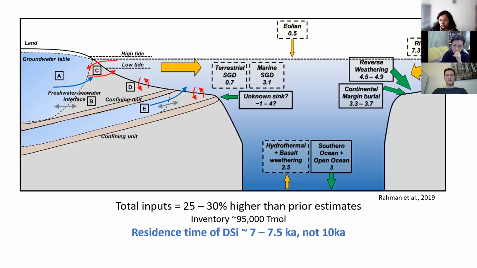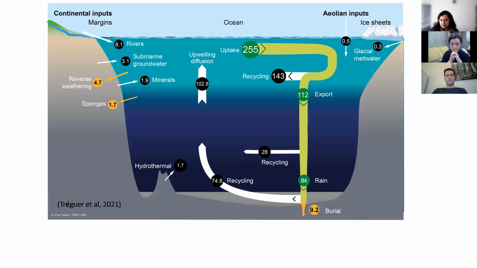So our inputs managed to convince a lot of oceanographers that this is real. So this is a recent compilation from Tigger et al. 2021 of this global silica model. You can see right there on the left near rivers, got a SGD input right there of 3.1, which took about 2 years of convincing, but they put it in based on all of these different lines of evidence. And I'm just summarizing some of them.